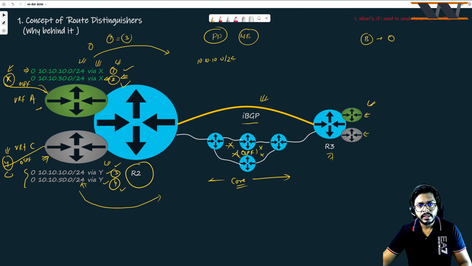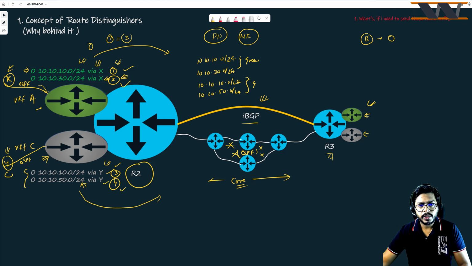10.10.10.0/24, right? The other route is going to be 30.0/24. The other route is going to be 10.10.10.0/24. And then the last route is going to be 10.10.50.0/24. These routes are from VRF gray. These routes are from the VRF green, right? It is as simple as that.